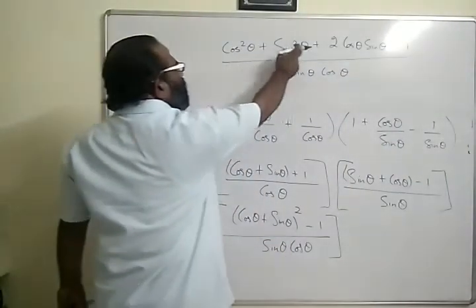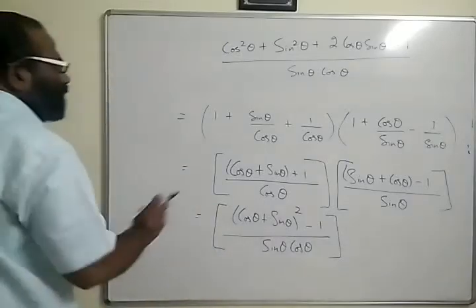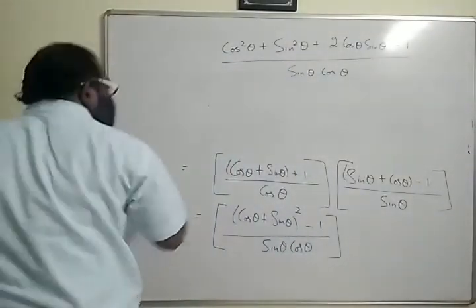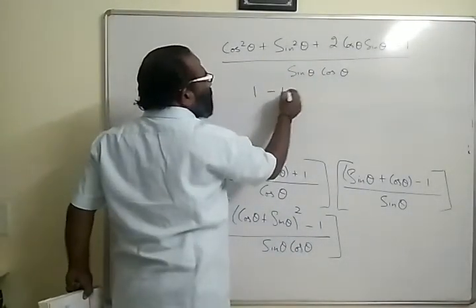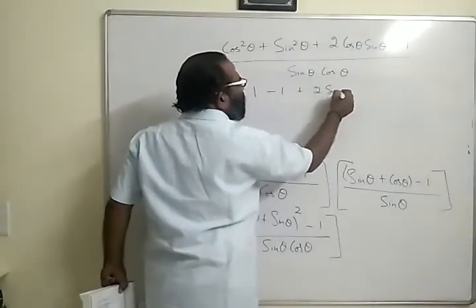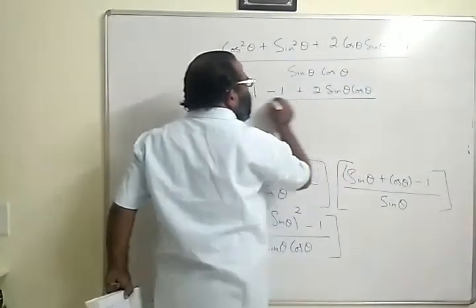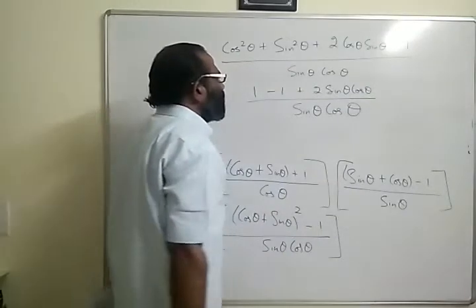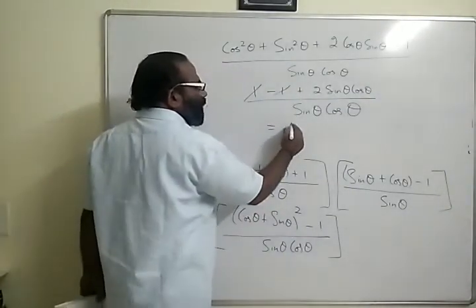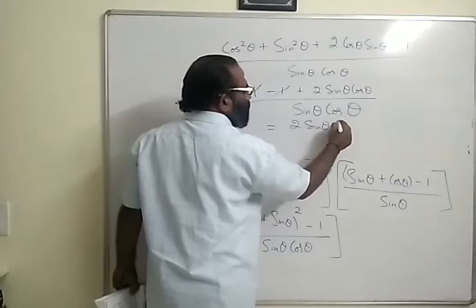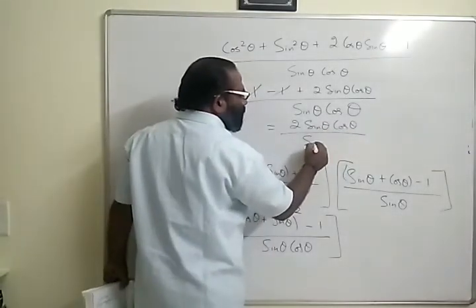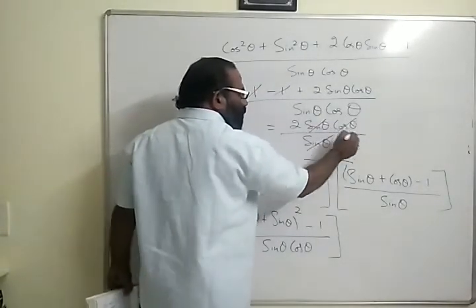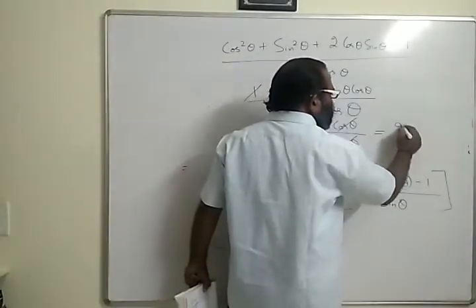So now cos squared theta plus sine squared theta, by identity we know that it is equal to 1. So let me write it as 1, there is a minus 1 there, plus 2 sine theta cos theta by sine theta cos theta. So 1 and the minus 1 cancels, and you have 2 sine theta cos theta by sine theta cos theta. So I can cancel this up, and this is equal to 2.